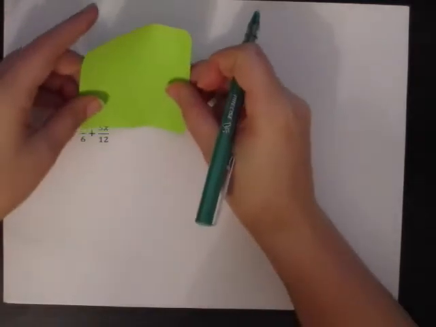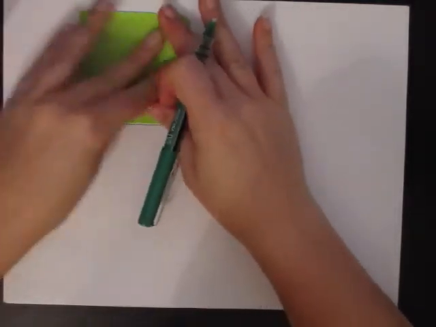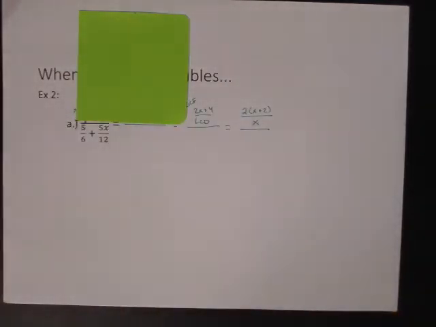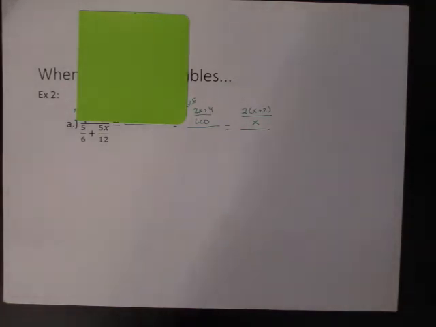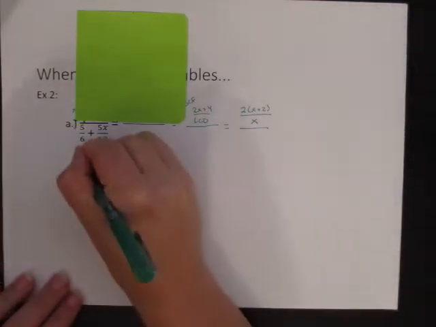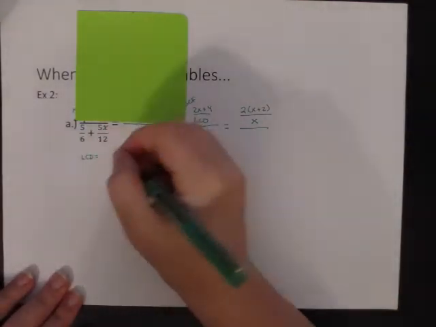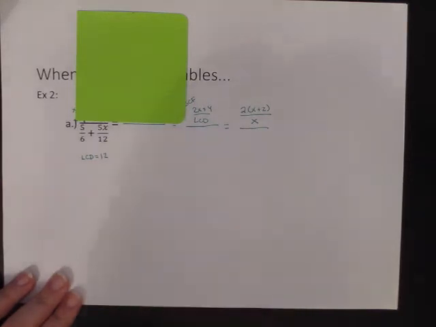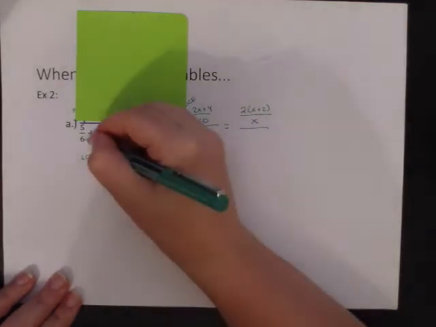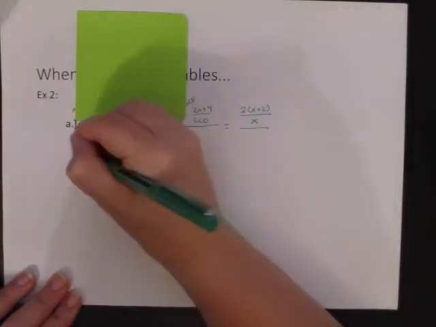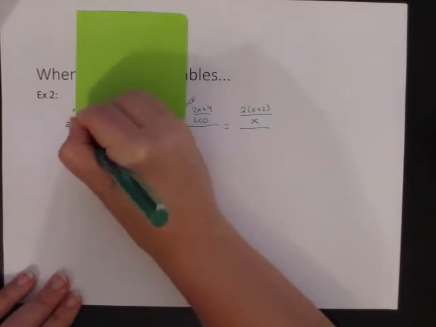Step 2, I cover up my numerator and I just focus on my denominator. So I have 5 over 6 plus 5x over 12. I see that my denominators are not the same, so I have to find my least common denominator, which for 6 and 12 would be 12. 6 times what gets me to 12? That would be 2. So I multiply the bottom and the top.